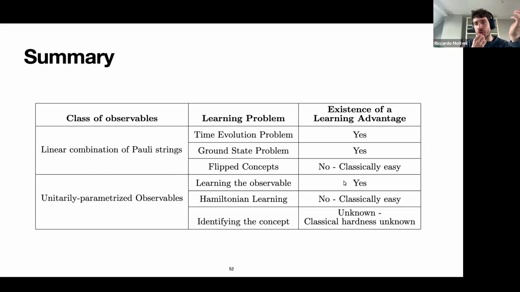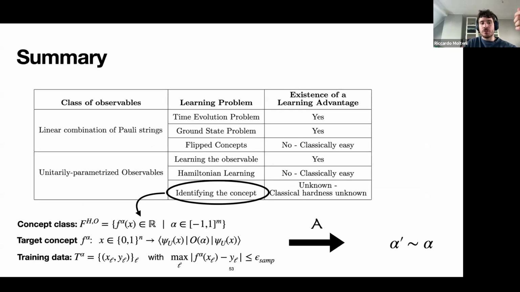And for this, we do not have a learning advantage, of course, because there are a lot of results where Hamiltonian learning is doable using classical algorithms. And then we pose the question about identifying the concept. What I mean by identifying the concept: in PAC learning, we have a concept class, which is just a set of functions. And we have a target concept, the one which labeled the data, which is basically the evaluation of the expectation value of an observable on a state, right?